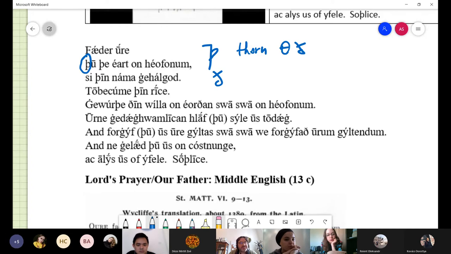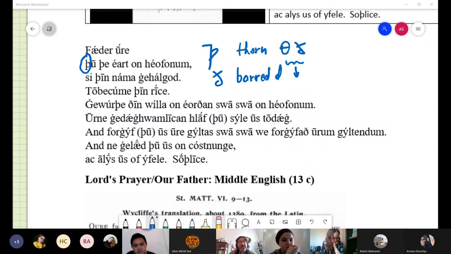Does anybody know the name for this symbol? This is not a runic symbol. This comes from Irish spelling. This is known as a barred d, or eth. And the pronunciation is exactly like these two.